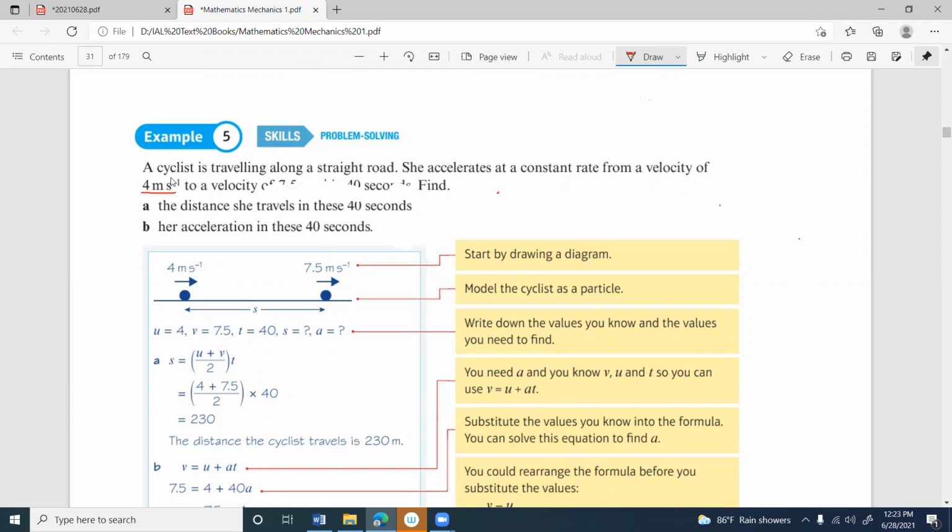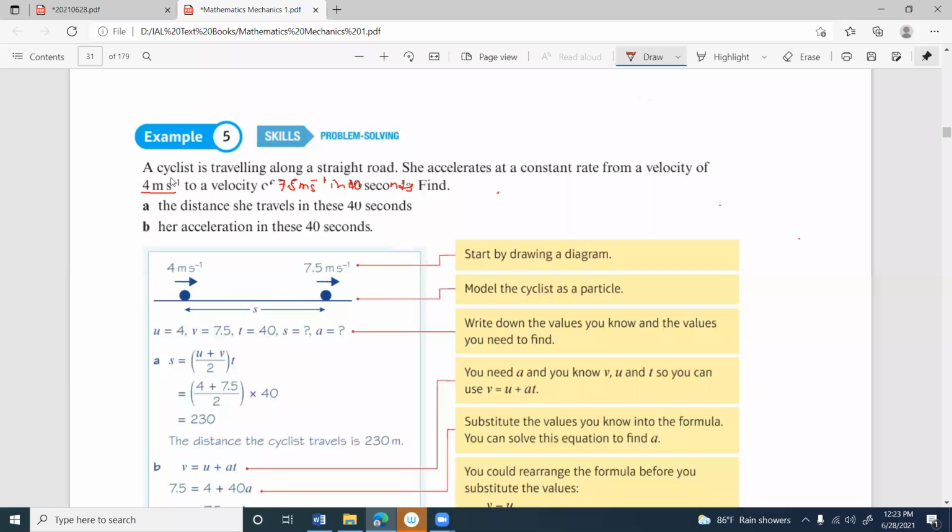Okay. A cyclist is traveling along a straight road. He accelerates at a constant rate from a velocity of 4 meters per second to a velocity of, as I remember, 7.5 meters per second in 40 seconds. Find the distance traveled in 40 seconds.